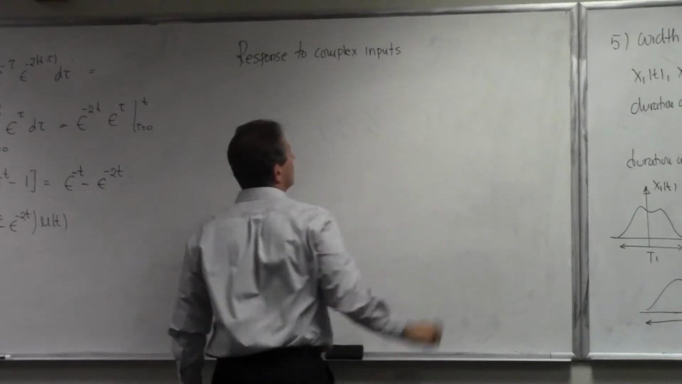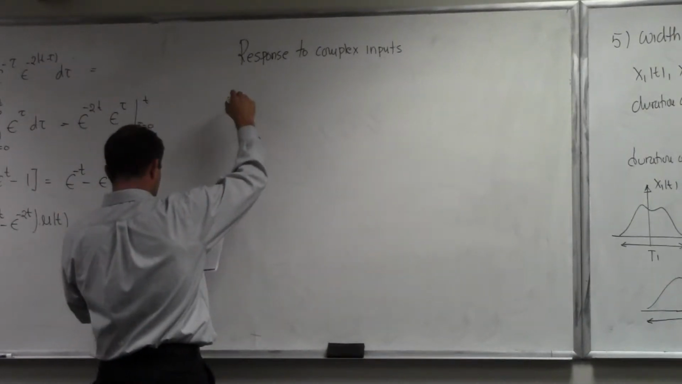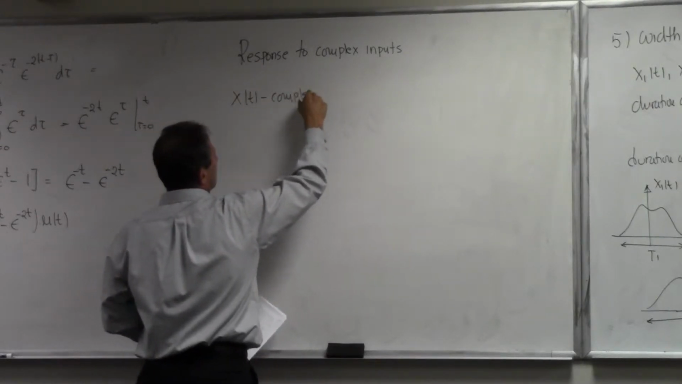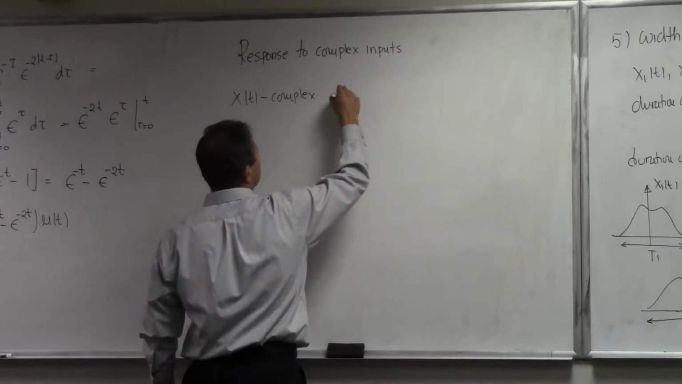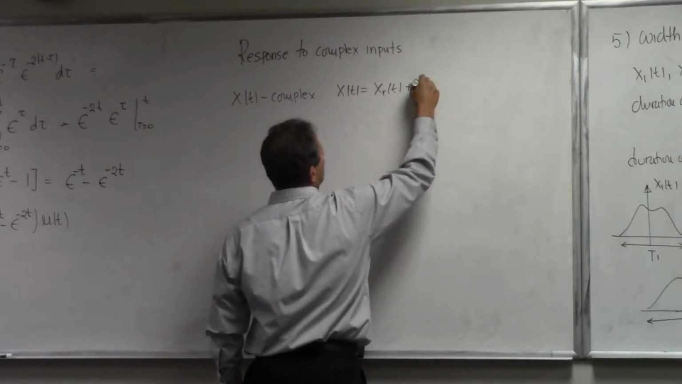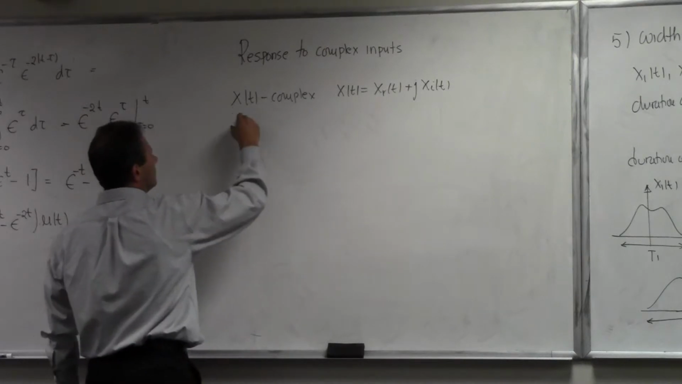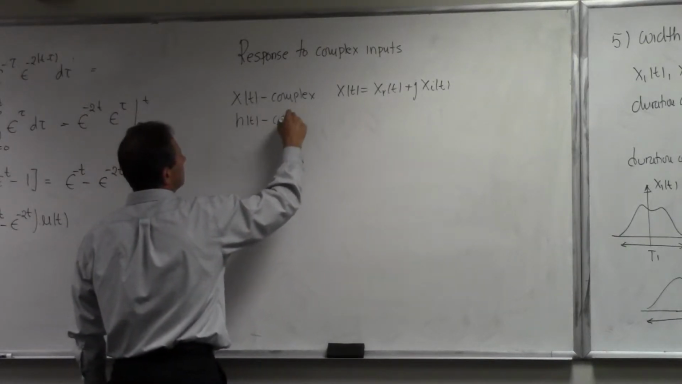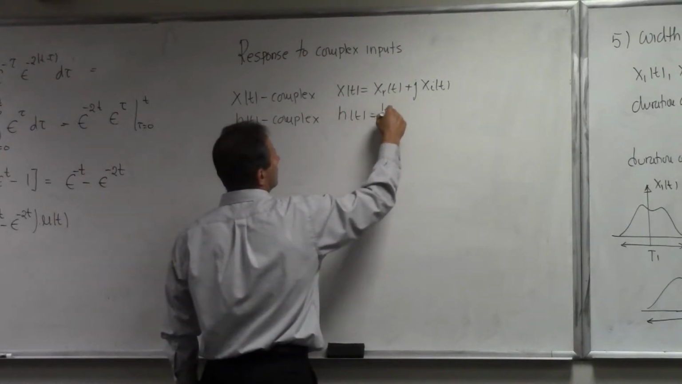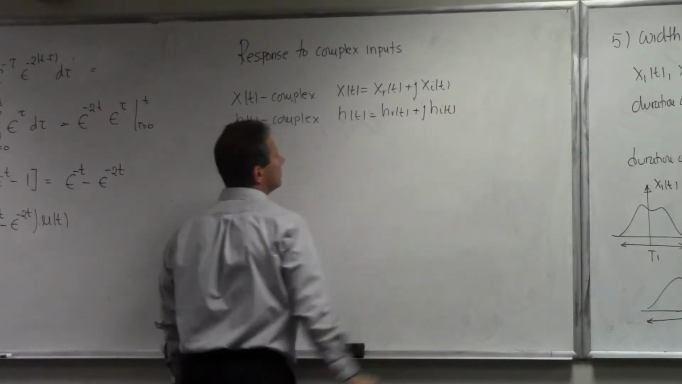Just cover how you do convolution if your signals are complex. So let's assume that x of t is complex. So x of t is x real of t plus j x imaginary of t. And your h of t is complex too. So you can say h of t is equal to h real of t plus j h imaginary of t.